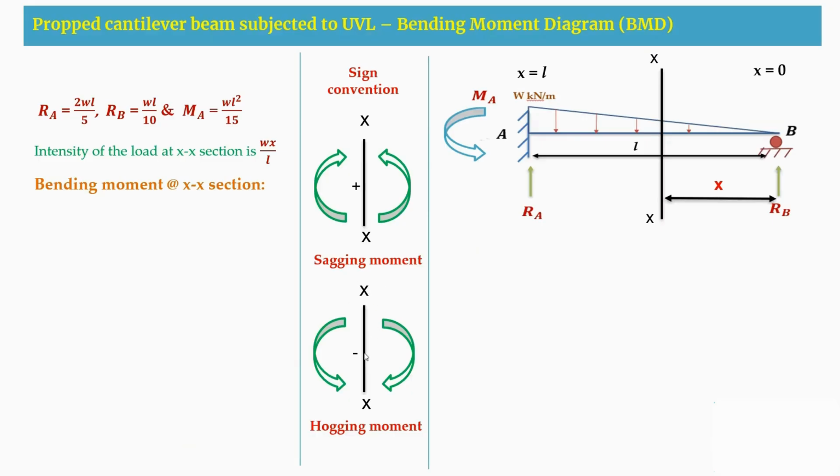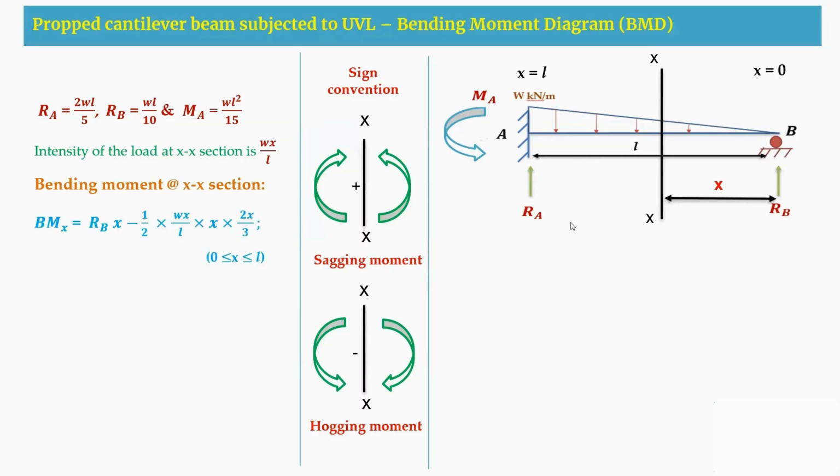In a similar way, when we cut a section, if the arrow is heading downwards towards the section, then the moment here we are going to consider to be a hogging moment, and the moment is a negative moment. So here also, on the left hand side we have an anti-clockwise moment, and on the right hand side we have a clockwise moment.